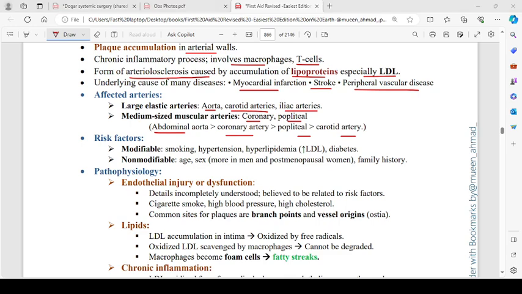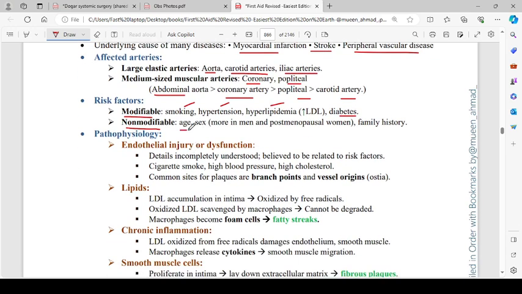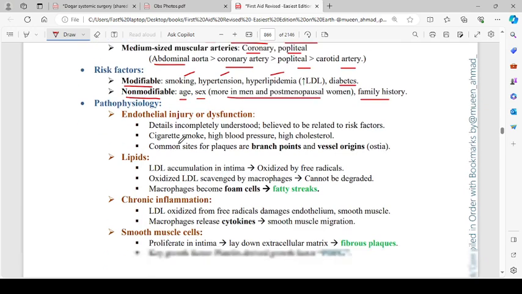Now let's talk about the risk factors. So there are some modifiable risk factors and then the non-modifiable risk factors. The modifiable risk factors for atherosclerosis are smoking, hypertension, hyperlipidemia like increased LDLs, and diabetes. Non-modifiable risk factors are age, sex, more in men and postmenopausal women, and family history.